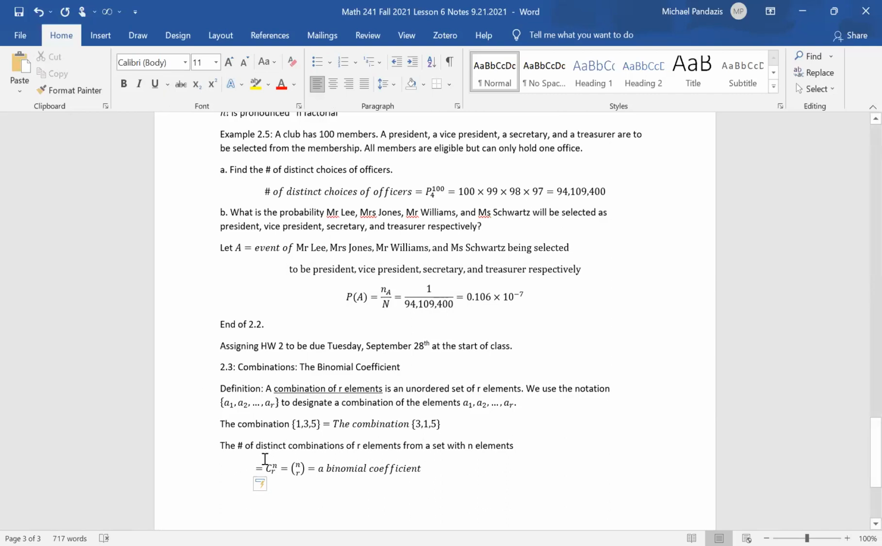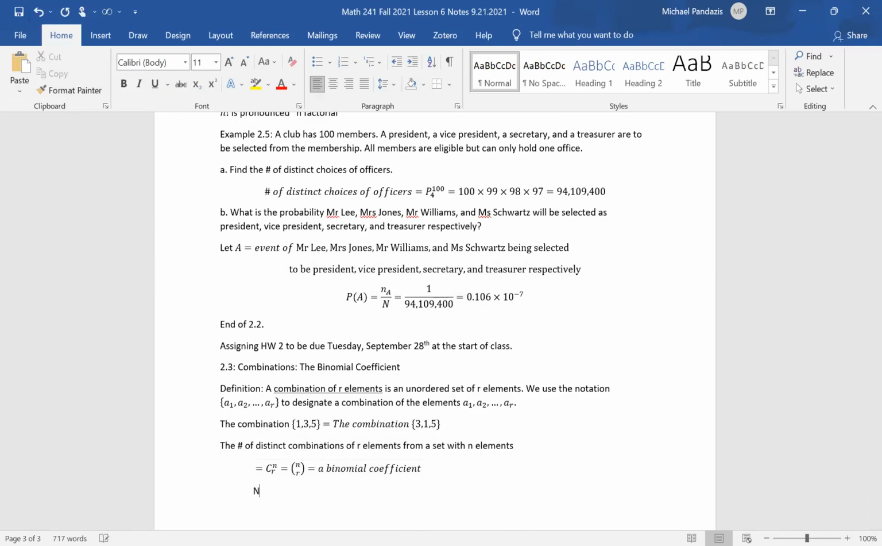I just moved this down. It's saying the number of distinct combinations of R elements from a set with n elements equals NCR, which is equal, in another notation, to a binomial coefficient. So this is an example of a binomial coefficient.